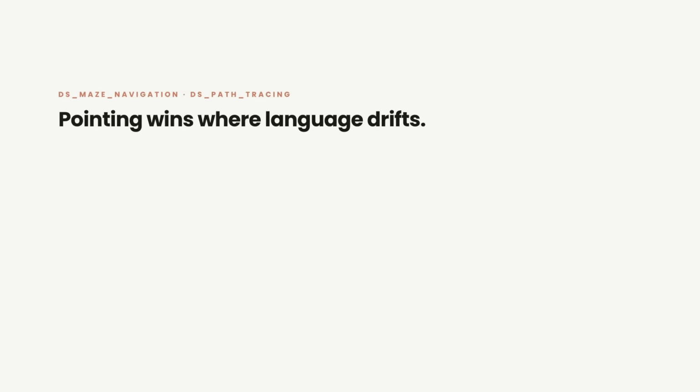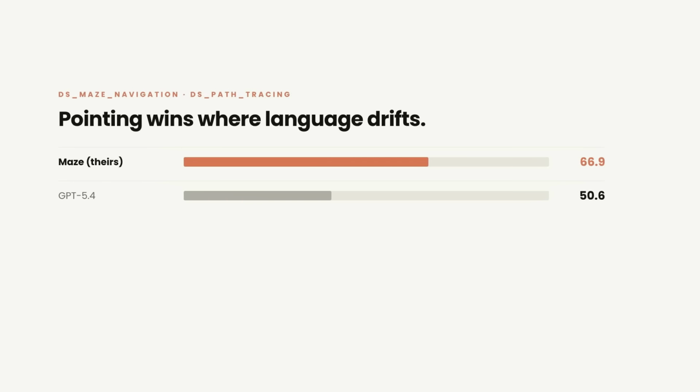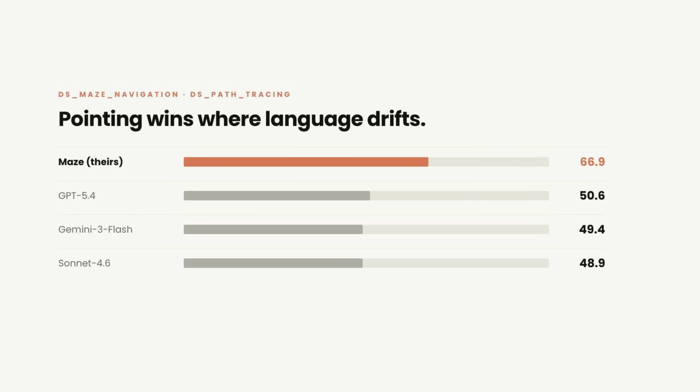Now for path tracing, it's a very similar story. You're looking at almost double the score of the lowest competitor. On counting and spatial reasoning, they win some, they tie some. Gemini Flash 3 is still ahead on raw count QA, but the topological tasks, maze, path tracing, those are exactly the tasks where you would expect pointing to help because language is uniquely bad at trajectory descriptions.